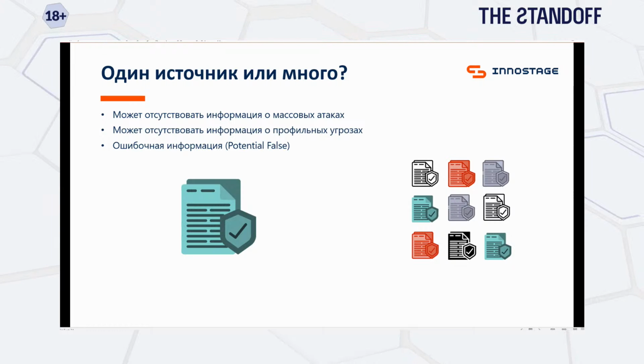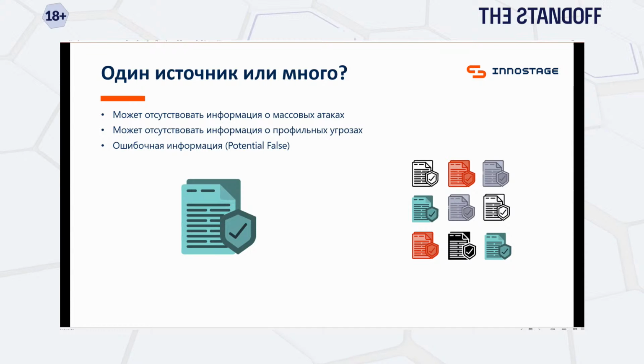Should we use one source or multiple sources? The answer is simple. By choosing one source, you limit yourself to a restricted amount of information, and you are ignoring the rest. And in one source, there may be information missing about mass attacks.